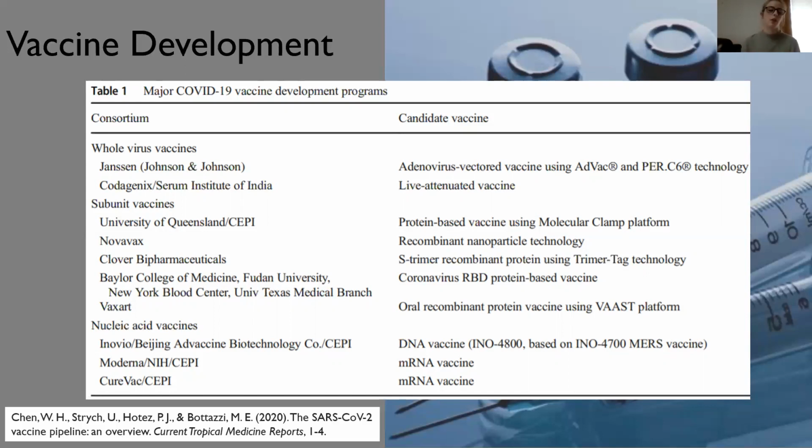Other types of vaccines are subunit vaccines, where they might use parts of the DNA or parts of the virus within the vaccine instead of the whole intact virus. And then there are also nucleic acid vaccines, which use a specific strand of DNA or a specific strand of RNA to basically cause the virus to self-destruct by teaching your cells how to combat it.